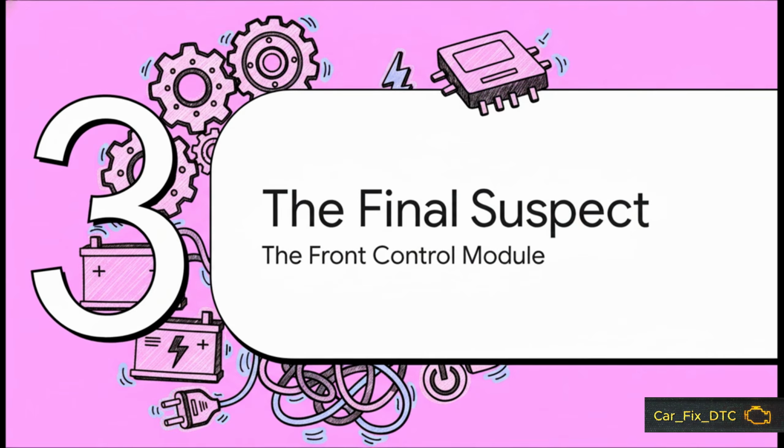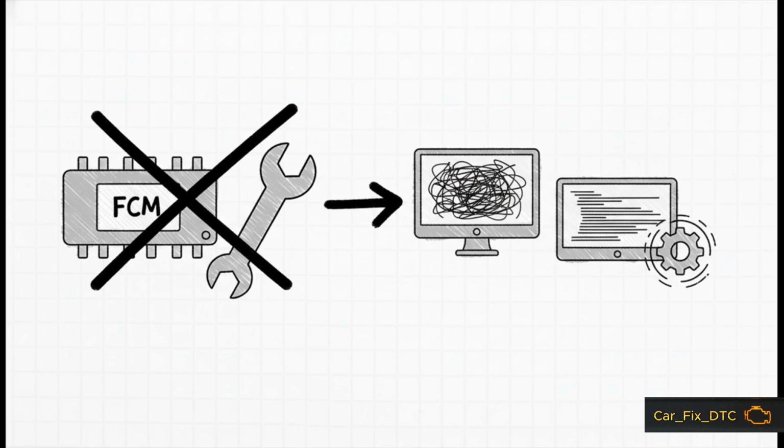So if all of our external checks are good, the wiring is solid, the battery is strong, the power supply is there, then we have to turn our attention to our final suspect, the front control module itself. Now, this is really important to realize. The problem might not be a physically broken part. It could just be confused software. See, the FCM has to be configured specifically for your vehicle. If those settings are somehow wrong or corrupted, it can cause all sorts of communication failures. So the next logical step is to check that configuration and, if you can, reset it.